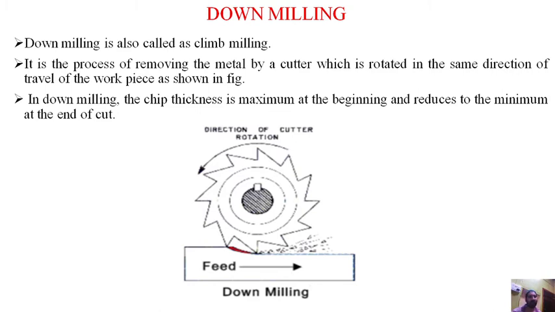In down milling, the chip thickness is maximum at the beginning and reduces to the minimum at the end of the cut, just opposite to up milling, where the chip thickness is minimum at the initial stage and maximum at the end of the cut. In down milling, the chip thickness is maximum at the beginning and reduces to minimum at the end of the cut, since the cutter rotates in the same direction as the travel of the workpiece.